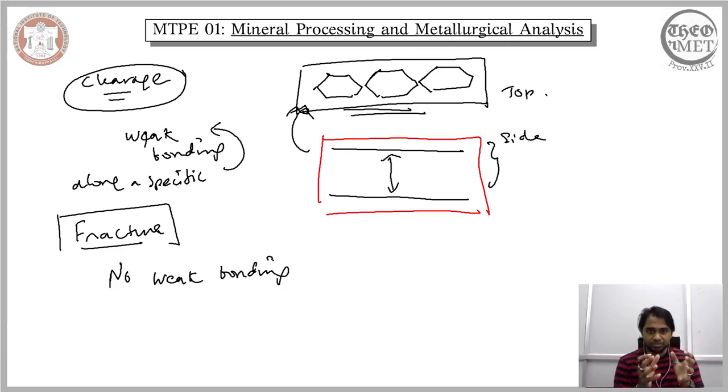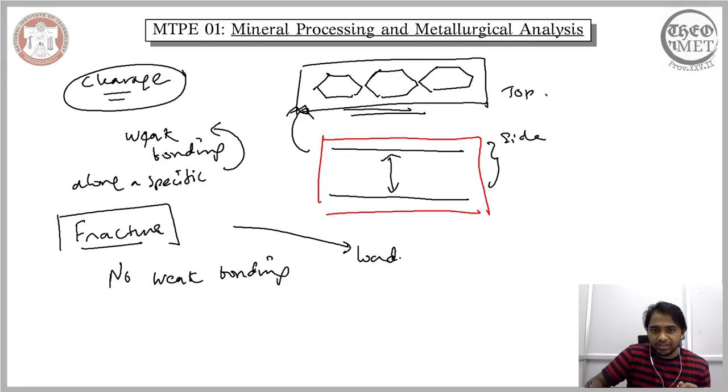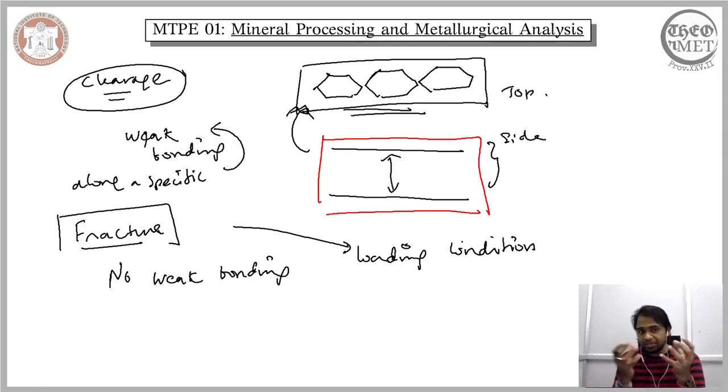So in case of fracture, there is no weak bonding, no difference in bond strength involved. Mostly all the entities exhibit more or less the same amount of bond strength. However, the failure occurs because of the load condition you are imposing. In case of fracture, the failure largely reflects the loading condition. That is one way the material fails when compared to cleavage. In case of cleavage, the failure occurs in a specific plane principally because of the weak bonding in that plane. In case of fracture, this happens because of the loading condition.